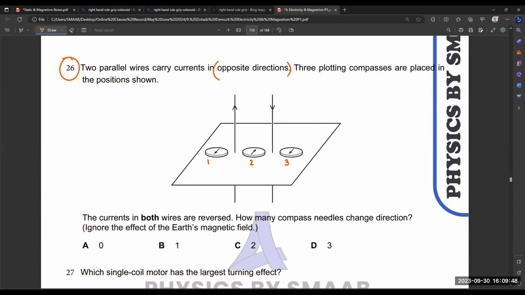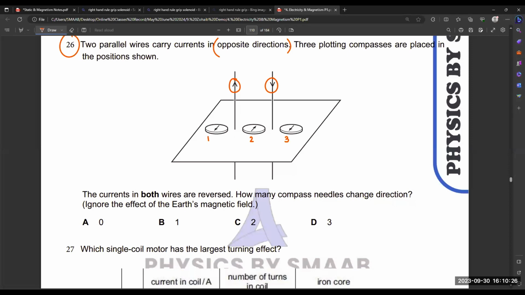So you can see the wires, current is actually moving in opposite direction and the compass actually shows you the real time pattern of the magnetic field, okay? All are opposite. So if you reverse the current in the wire, okay, so how many compass needles change direction? There is no magnetic field, there is no earth field included. So what do you think? Sir, I'm not sure.